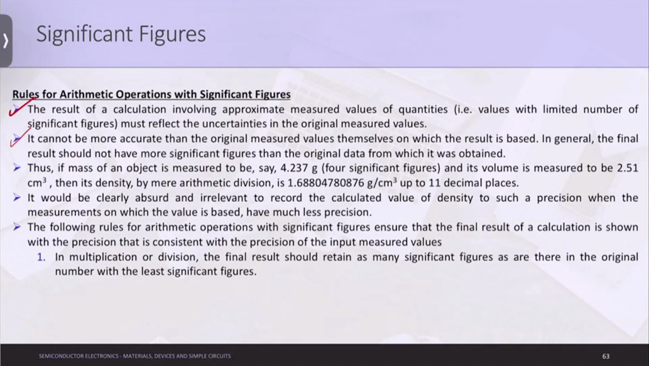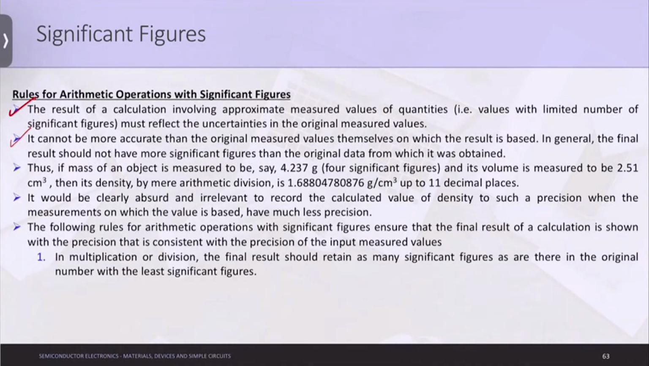And its volume is 2.51 centimeter cube. Then its density by mere arithmetic division would be, as you can see, 1.68804780876 gram per centimeter cube, up to 11 decimal places. But you cannot provide the answer like this. Why? It would be clearly absurd and irrelevant to record the calculated value of density to such a precision when the measurements on which the value is based have much less precision.